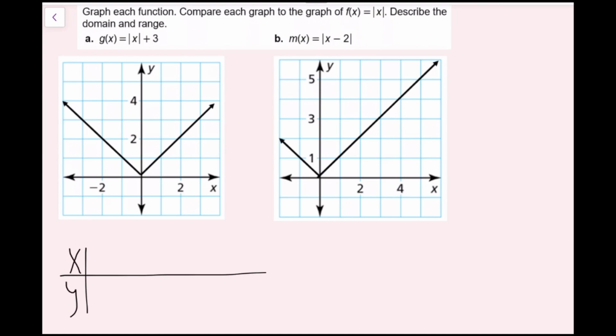So I'm making my table. And I think it's good to have 5 different points. And like I said, I'm going to show you another way how to graph these functions later in this video. But I'm going to plug in 0, 1, 2, and then negative 1 and negative 2.